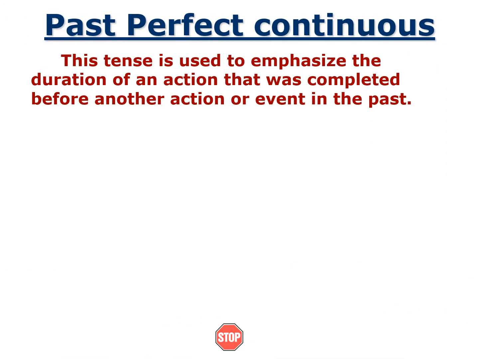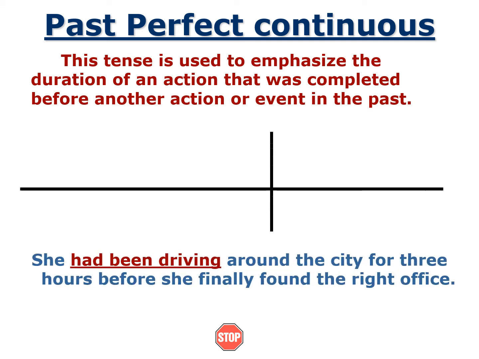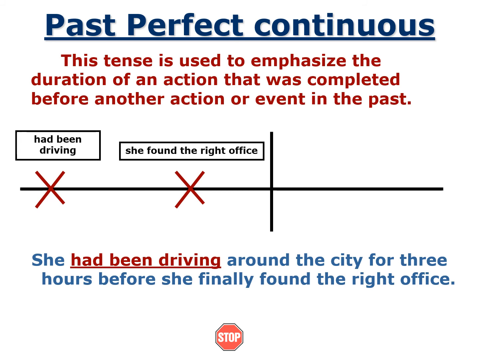Now let's move to the past perfect continuous. This tense is used to emphasize the duration of an action that was completed before another action or event in the past. She had been driving around the city for 3 hours. Remember here again we use for 3 hours. So we are talking about the duration, okay? Before she finally found the right office.